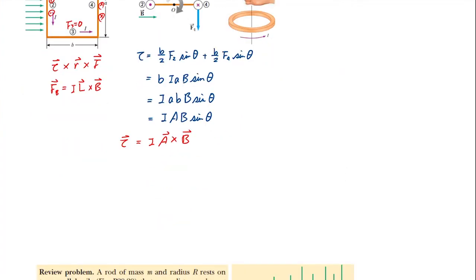Okay, then. This thing, right? People define this thing. I'm going to call it mu. By definition, it's just I A, A meaning the area of the loop. And this mu is known as the magnetic dipole moment. Magnetic dipole moment.